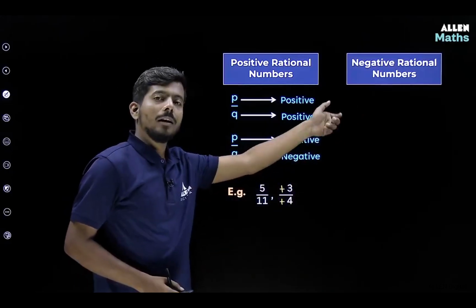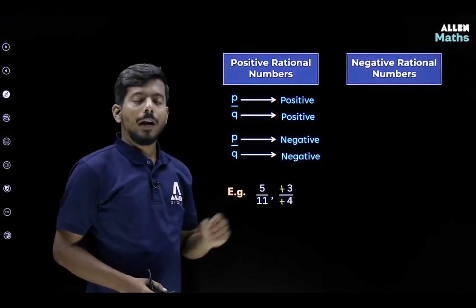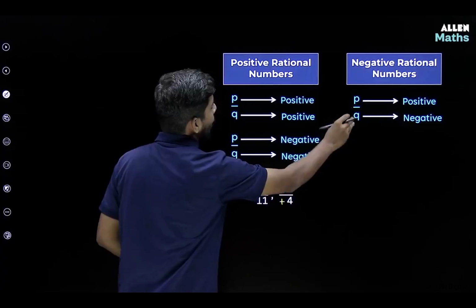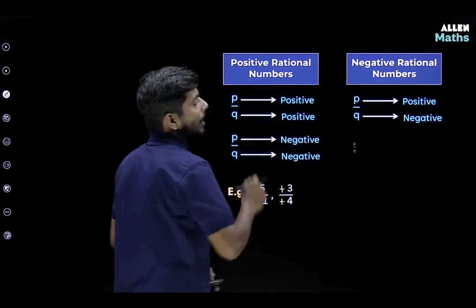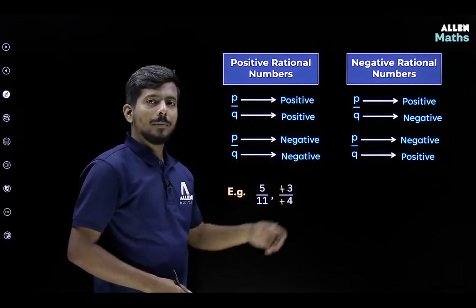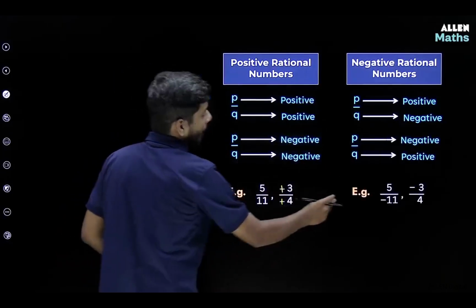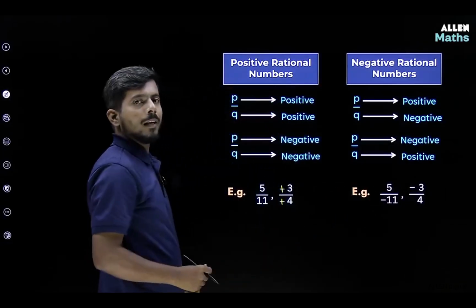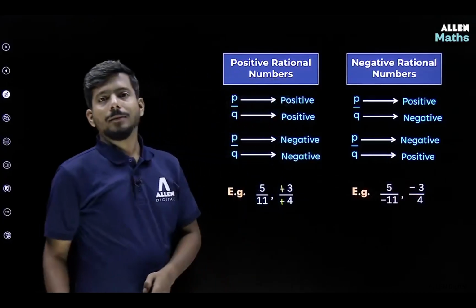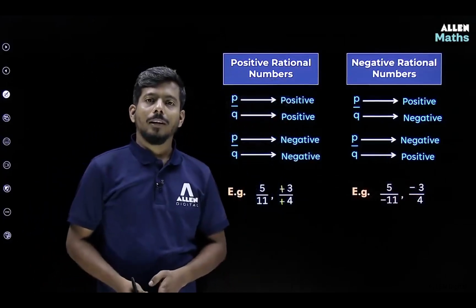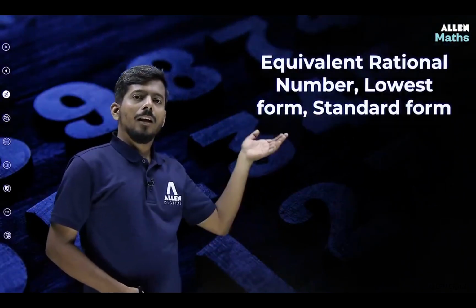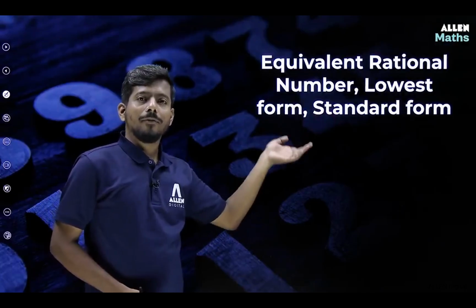For a negative rational number, the condition is that one of them will be negative and the other will be positive. So at a time, say q is negative and p is positive, and in the second condition p is negative and q is positive. Let's see some examples. Here the denominator is negative, and in negative 3 over 4 the numerator is negative. Now it's time to discuss equivalent rational number, lowest form of rational number, and standard form of rational number.